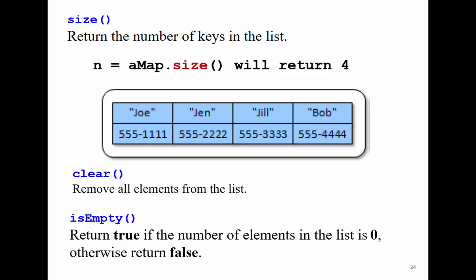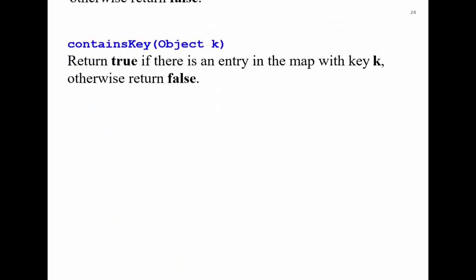All these methods are coming from the interface called map. Remember, whenever we say interface, I cannot create an object from an interface. So we should have some other class that implements this map interface so we can use it.